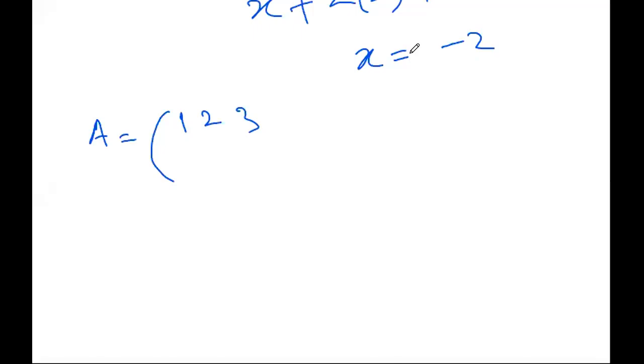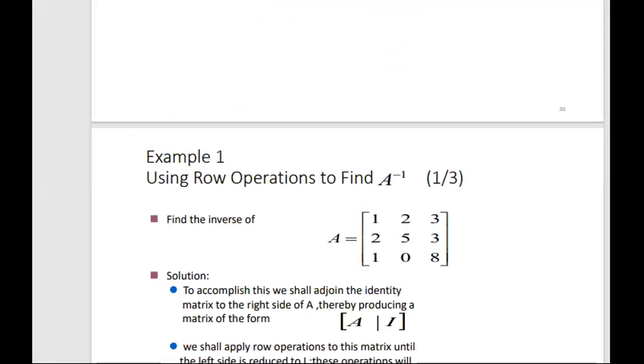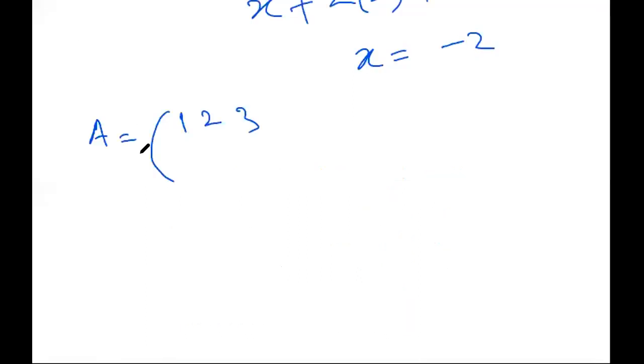I called this one orchestra. So we are going to compute A inverse. We find the inverse of this matrix using row operations. By performing row operations, we are going to compute A inverse.